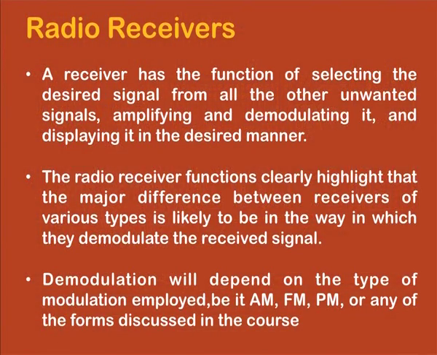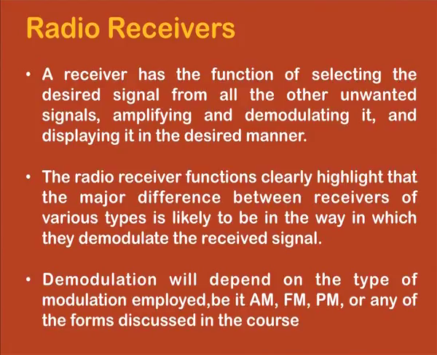What is a radio receiver? A receiver has a function of selecting the desired signal from all other unwanted signals, amplifying and demodulating it and displaying it in the desired manner. So, radio receiver functions clearly highlight that the major difference between receivers of various types is likely to be in the way in which they demodulate the signal.